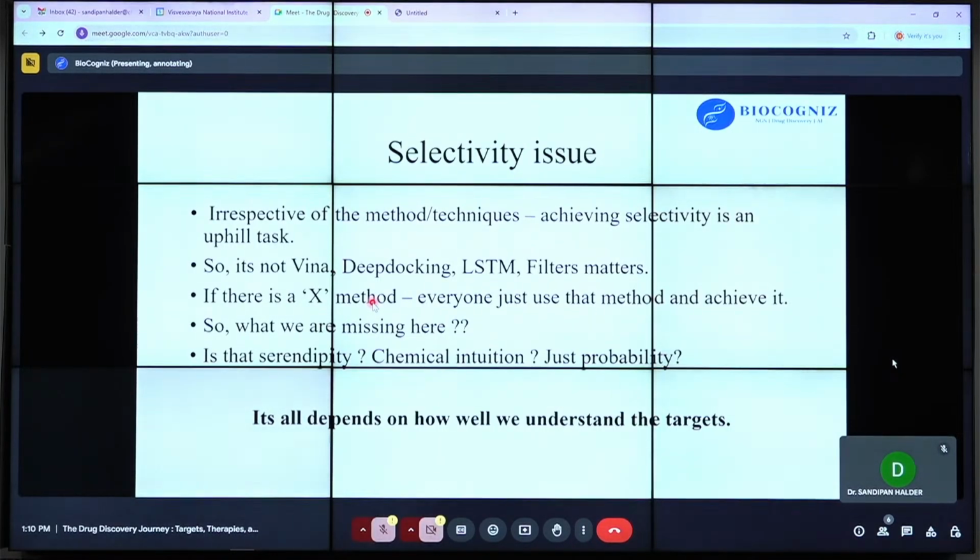So what we are not able to do is, maybe you can say you need good chemistry knowledge or chemical intuition, or it's purely serendipity, or maybe it's probability, right? Like it may happen, and what is the ratio? But the answer I want to mention here is something very different. The answer is not at all on the drug side. We cannot blame the small molecule, or we cannot blame the technique.